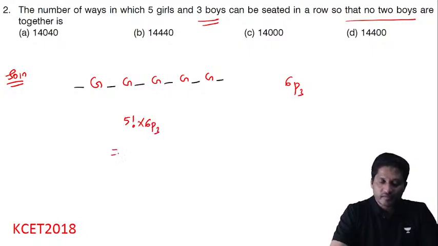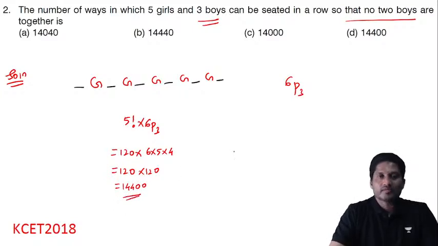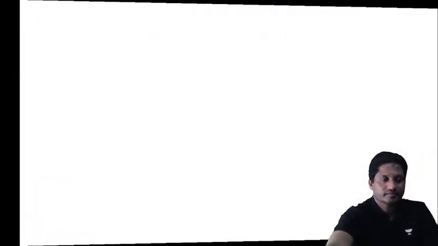5 factorial is equal to 120. 6P3 is 6 into 5 into 4, that is 120. 120 into 120, 12 square is 144, with double zero, we get 14400. Answer is option D. Let's move to the next question.